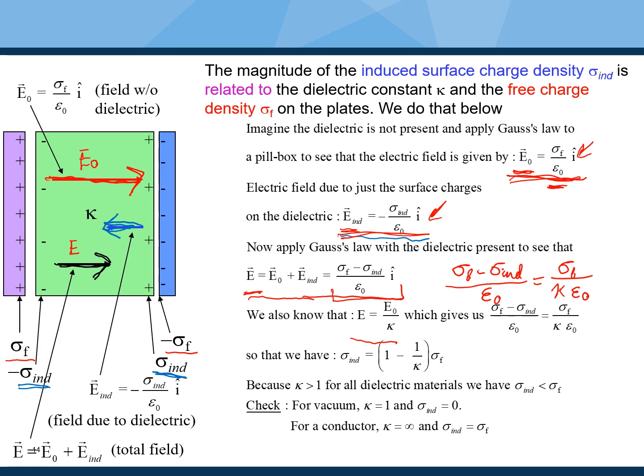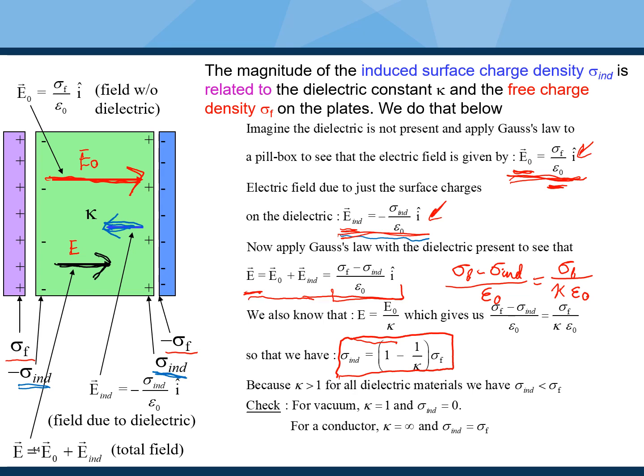So I can take sigma induced on the left hand side, and take all the terms associated with sigma f to the right hand side. That is an easy calculation to do. And the net result is this important result out here, which tells me that the induced surface charge density is equal to the original surface charge density multiplied by 1 minus 1 over kappa. Kappa is greater than 1, so 1 over kappa is less than 1, and therefore 1 minus 1 over kappa will in general be some factor that is less than unity.